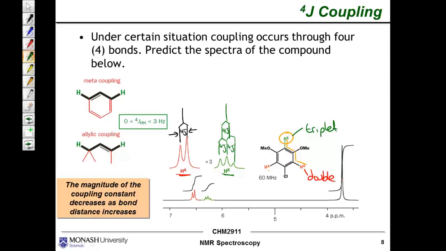And again, we work that out by knowing the chemical shift of each of these peaks and times it by the operating frequency. So this now gives you a good background to be able to do the NMR workshop for 2911.